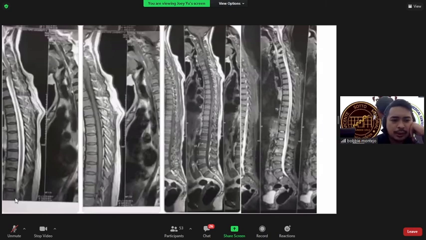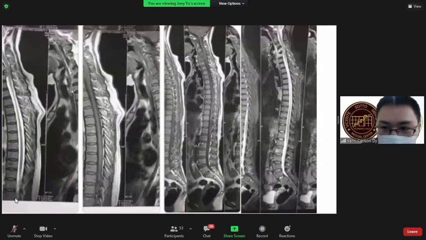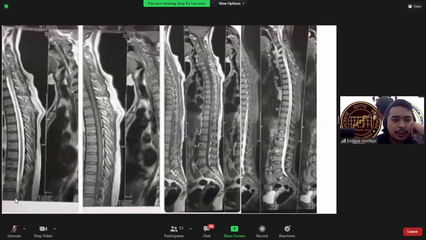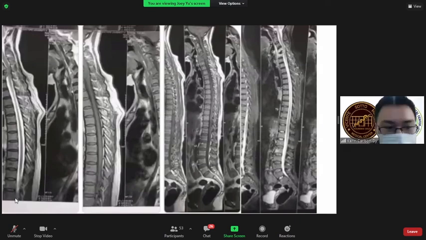What is the hyperintense signal in the spinal cord, T1 or T2? T2 is hyperintense, an increased intensity in the CSF. I'm not sure if it's associated here, but you can see for the first image the mass at the level of C4, C5 and C6 compressing upon the spinal canal.